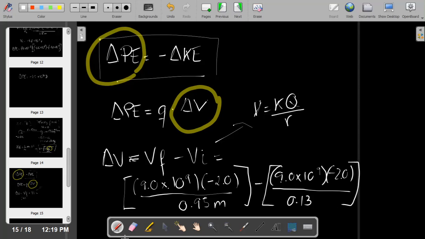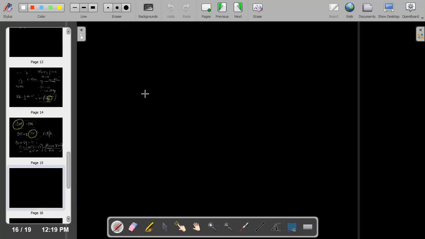You can solve these one step at a time, or if you know how to use your parentheses really well in your calculator, you can put everything in your calculator. And the value here for this change in electrical potential is 1.2 times 10 to the 11 volts. Okay, so we have this solved right here.